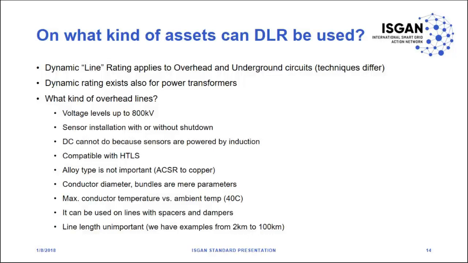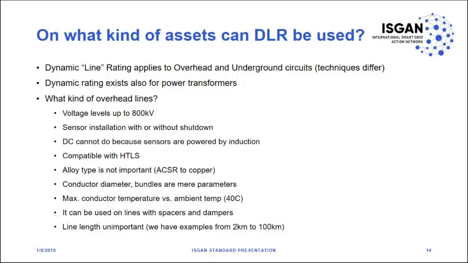Now, does DLR apply to all situations everywhere? Almost. Firstly, the dynamic line rating is for overhead lines, obviously, but you may want to have the same approach to underground circuits or the underground part of a hybrid circuit. So there are methods to do thermal rating for underground cables. Obviously, it's not based on the same sensors or on the same measuring method. However, there are standards and algorithms that are used to perform the computations.